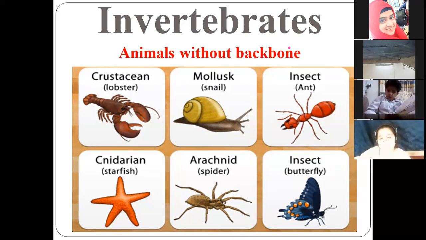Arachnid, spider. Spider is also not having a backbone inside it. Insect, like butterfly. It is also not having a backbone. These all are a body well maintained animal creatures.